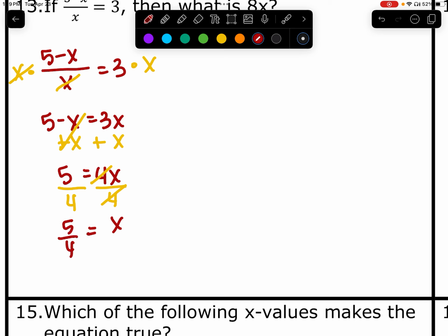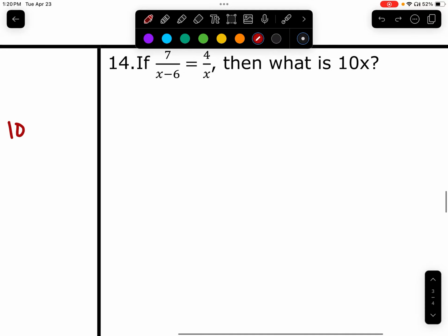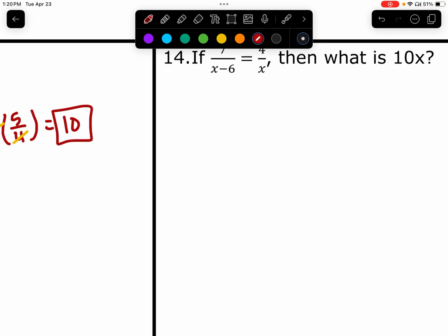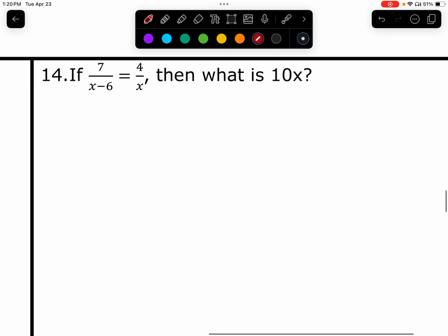And so now that's our X, but that's not what it's asking us for. It's asking us for 8X. So 8X is going to equal 8 times 5 over 4. And that is just 10. I'm sorry, you could really just put this in your calculator. That would give you 10. My bad. So the answer to that one is 10. Go ahead and try number 14.